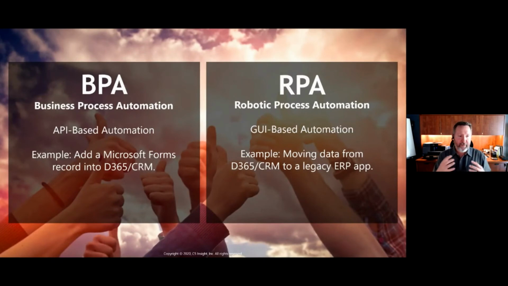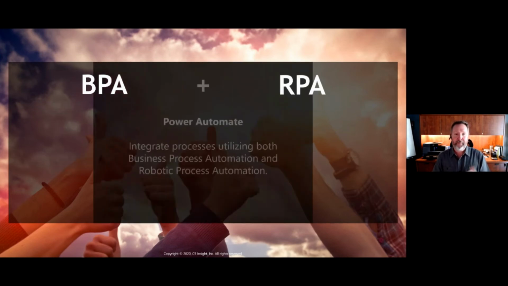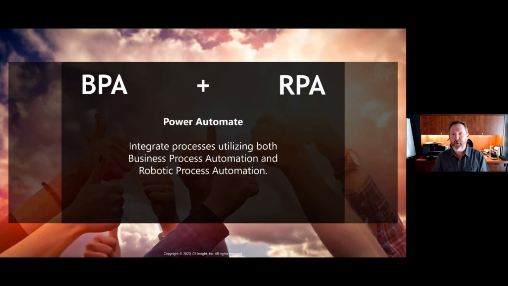So some wrap up stuff as we think about this. Business process automation, remember, that's API-based automation. It's using the programming interface. An example would be if you use Microsoft Forms and you add the data into a CRM record or into a SharePoint list or something like that. You're using the API to access Forms, you're using the API to access your SharePoint list, and you don't even touch UI flows at all. Robotic process automation, that's user interface-based automation. So our example there was moving data from CRM into an ERP application, which may be kind of a combination of both of those things.